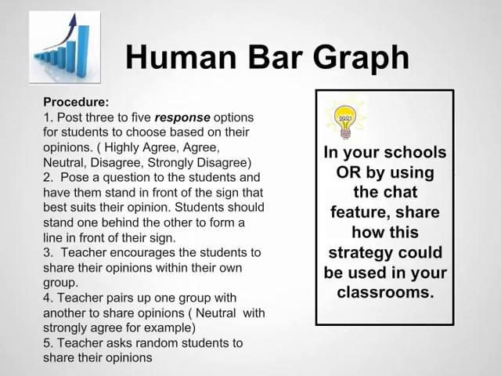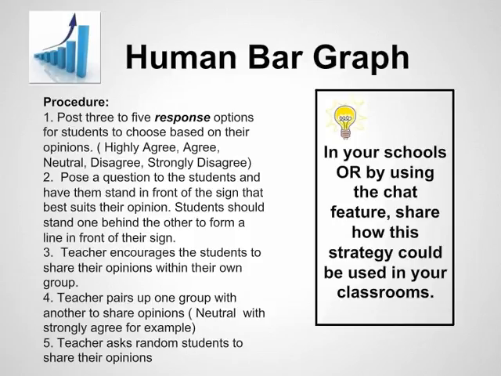The human bar graph is another example of an auditory and kinesthetic strategy. The first thing a teacher will do is post 3 to 5 responses in the front of the classroom by using a small piece of paper or a poster board. The responses could be highly agree, disagree, neutral, strongly agree, or so on. Then the teacher will pose a question to the students, and the students simply get up from their desks and stand in front of the sign where they feel they have their opinion.